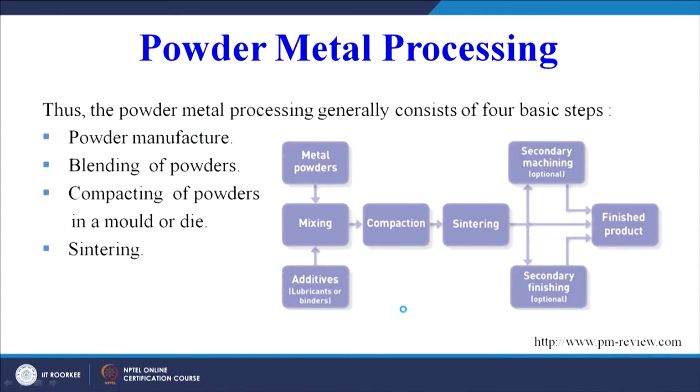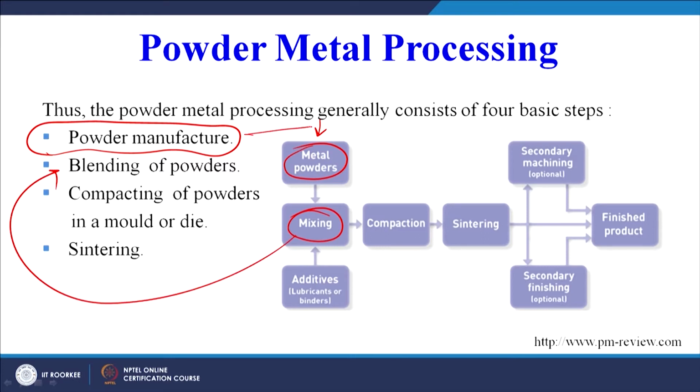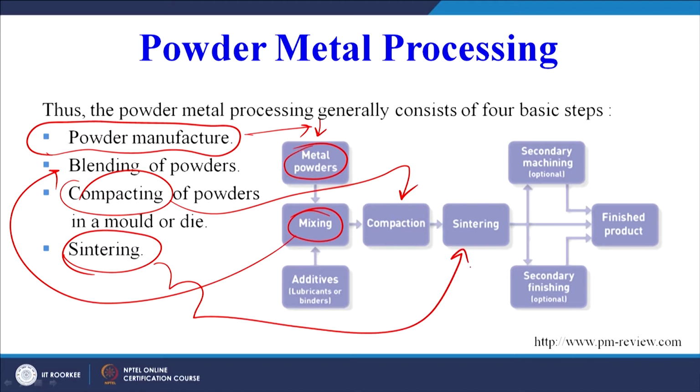Now, the powder metal processing generally consists of 4 basic steps. These basic steps are mentioned here. As I have already told, we are not going to discuss how the powders are manufactured, but we assume that there are processes available which can produce the metal powders. Blending of powders, that is the mixing. So, first you have the metal powders, then you blend the powders together, then there is compaction of the powders in a mold or die, and finally the sintering process. So, you have metal powders, you blend them together, you compact them, then you sinter them. Sinter means you heat them at elevated temperatures and your product is ready.